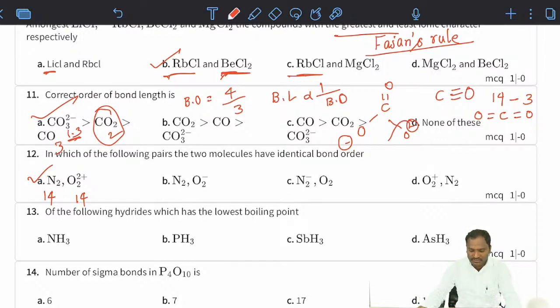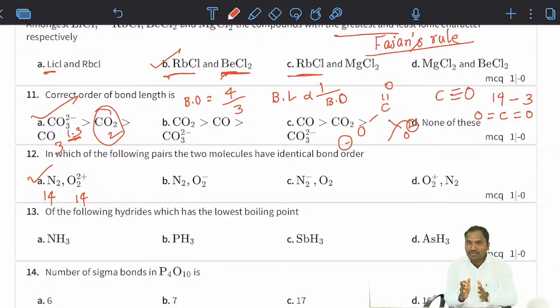Next, this question is important for p block elements also. Of the following hydrides, which has the lowest boiling point? Here boiling point depends on two factors: intermolecular hydrogen bonding and molecular weight. Which factor do we have to apply first? There are three main elements: fluorine, oxygen, nitrogen. They are more electronegative elements. Of these, fluorine is the most electronegative element, oxygen is the second most, and nitrogen is the third most.